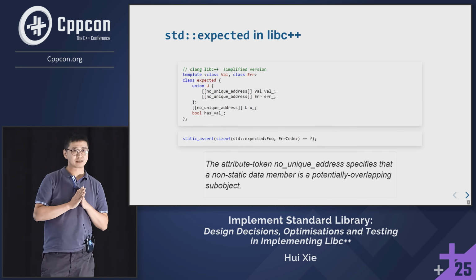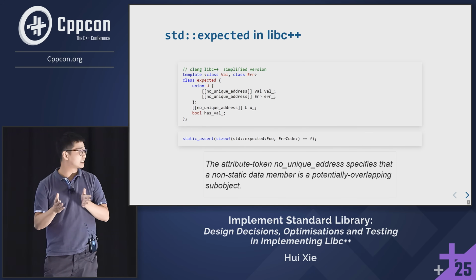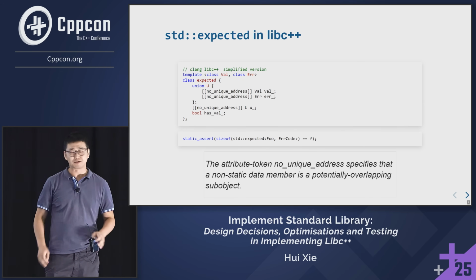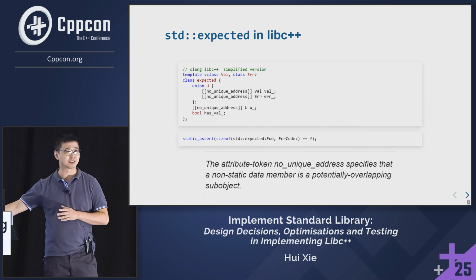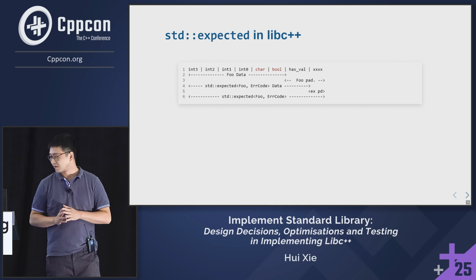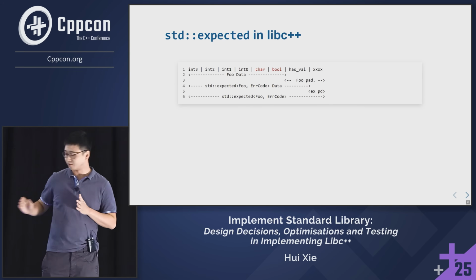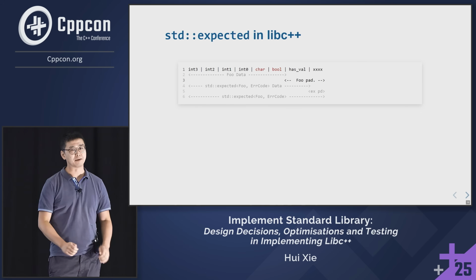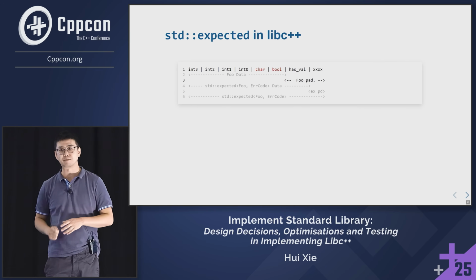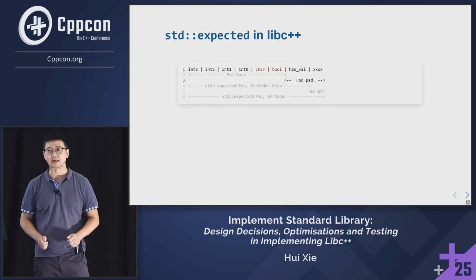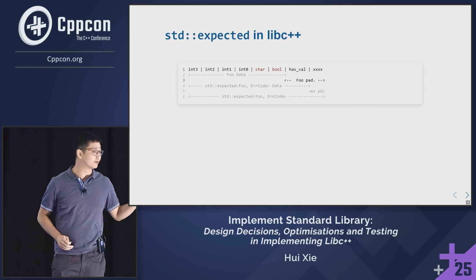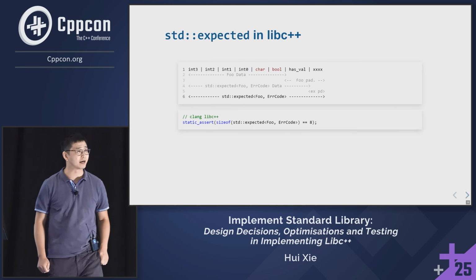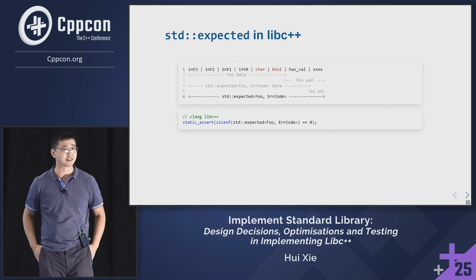The no_unique_address attribute, the standard defines this way. Basically, it tells the compiler that our members are potentially overlapping. So what does that mean in concrete examples? In this particular case, we still have the Foo with the int and char and the bool. We still have 2 bytes of padding for the Foo. And because we tell the compiler that our members are potentially overlapping, the compiler can put the Boolean has-value flag inside the tail padding of Foo. That makes our std::expected only 8 bytes compared to GCC's implementation.